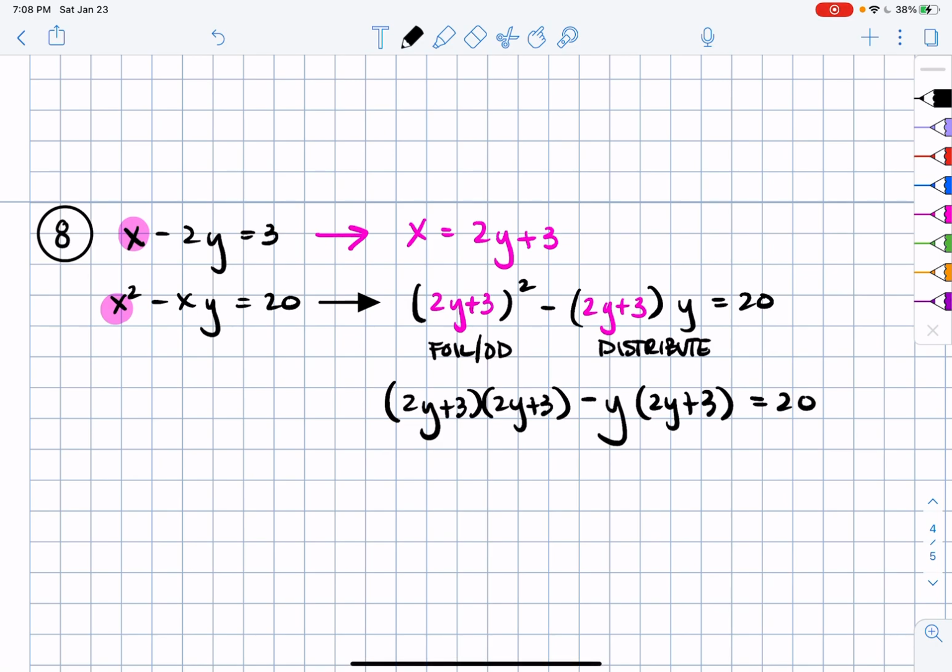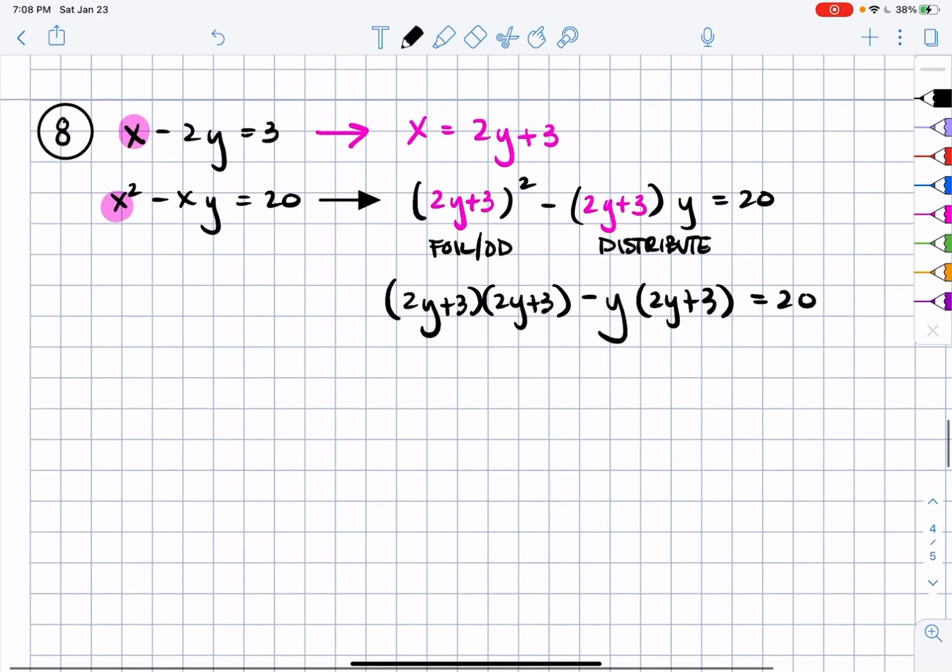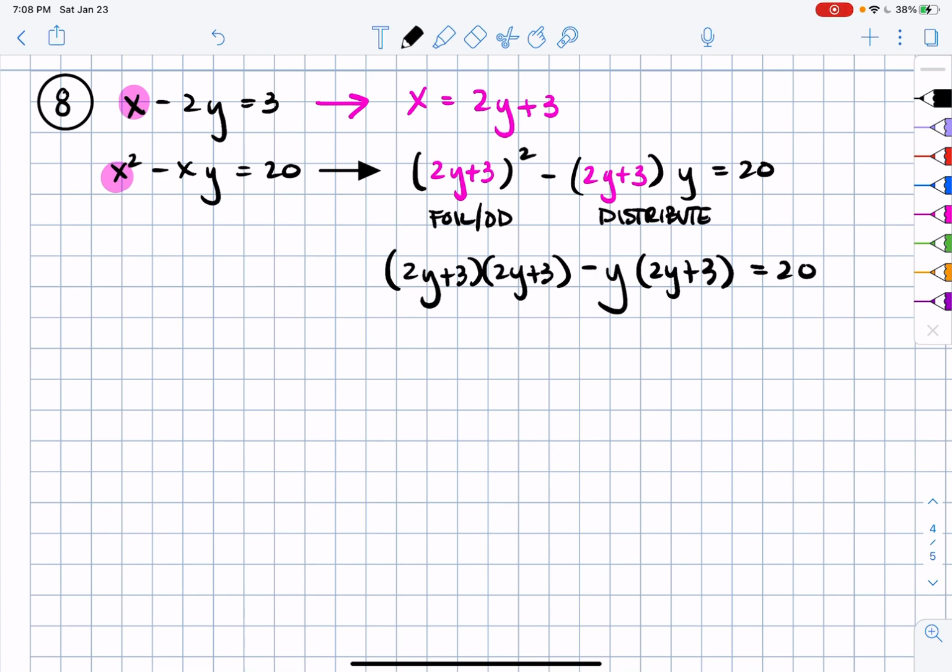And this is where the mistake typically gets made when you don't move it. Because if you notice, we may forget about this negative sign and just throw it there and not deal with it. But now I'm actually distributing a negative y, and that part is very important, okay? And that's why I wanted to rewrite it. So then when I FOIL the first part, I'm going to get 4y squared plus 6y plus 6y plus 9 minus 2y squared minus 3y is equal to 20.